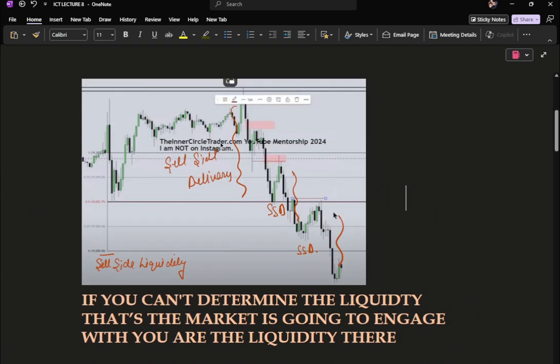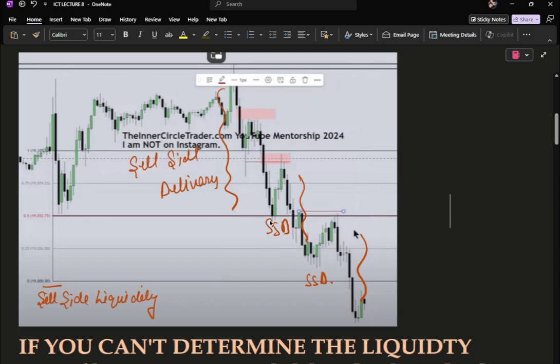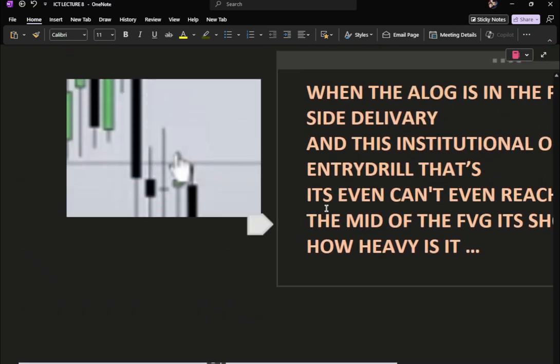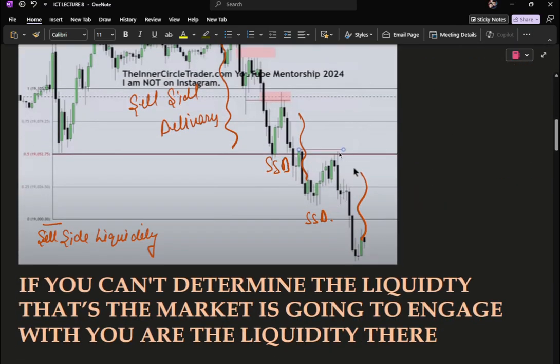So price delivery continuum theory. This theory states that suppose you detected that the algorithm is trying to reprice in this sell side liquidity, right? And if you have missed the move, then the algorithm has a bump up, right? And at this very thing you can just do an institutional order flow entry drill and enter at that moment.